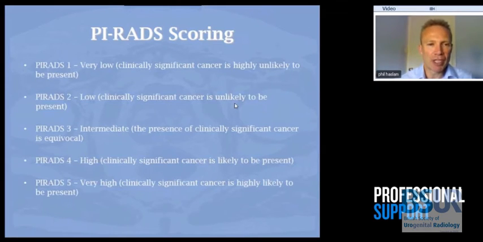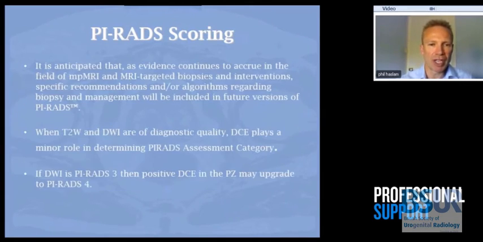So how do we do the PI-RADS scoring? Well, PI-RADS scoring very crudely goes from PI-RADS 1, where we don't think there's cancer, to PI-RADS 5, where we say, well, we think this is definitely cancer. And there's a whole spectrum in between. I'll go through how you score these now. What they did say in the PI-RADS document, they said it is anticipated that as evidence continues to accrue in the field of mpMRI and MRI-targeted biopsies and interventions, specific recommendations and algorithms regarding biopsy and management will be included in future versions of PI-RADS.